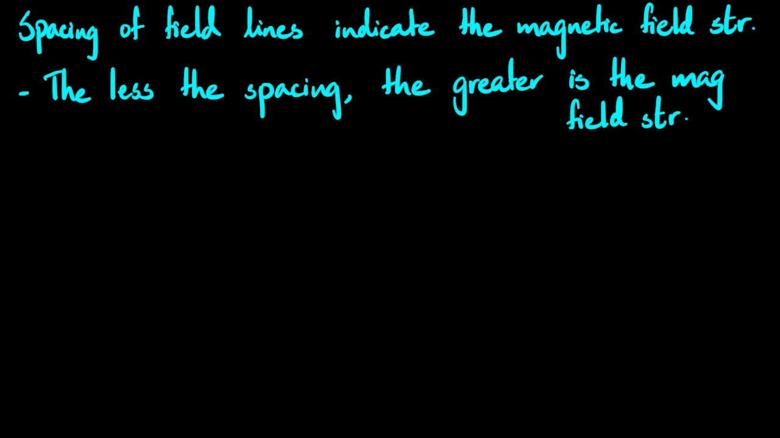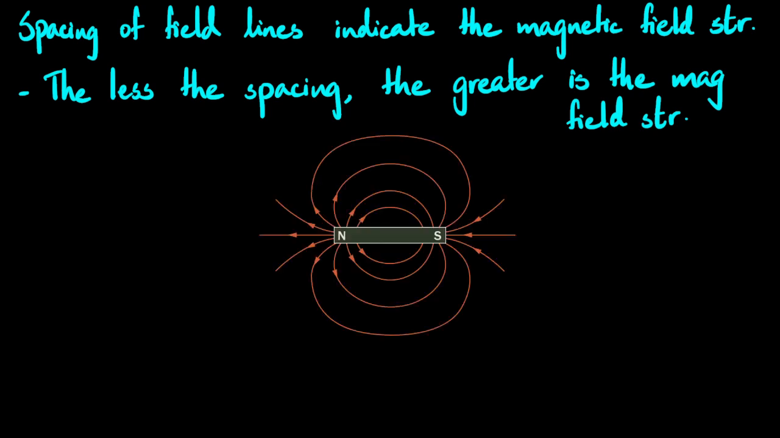Because of the dotted lines above, maybe it was not very clear to see, but let's have a look at a cleaner diagram now. So as we can see here, the field lines are much closer together, closest to the magnet. So this shows a very strong field strength nearby the magnet.